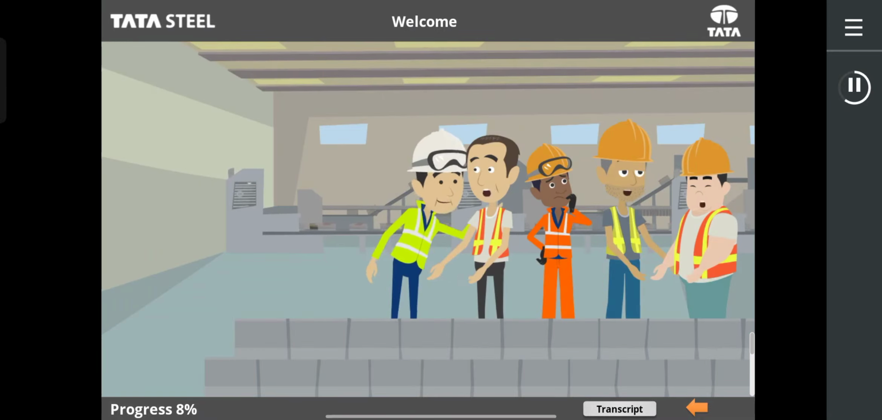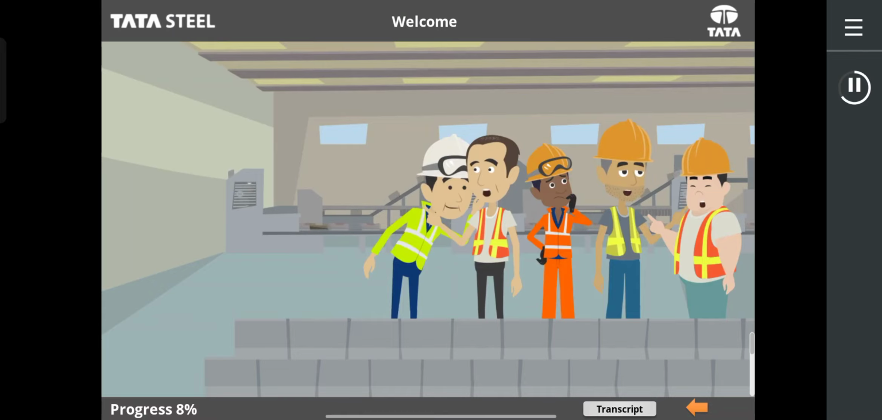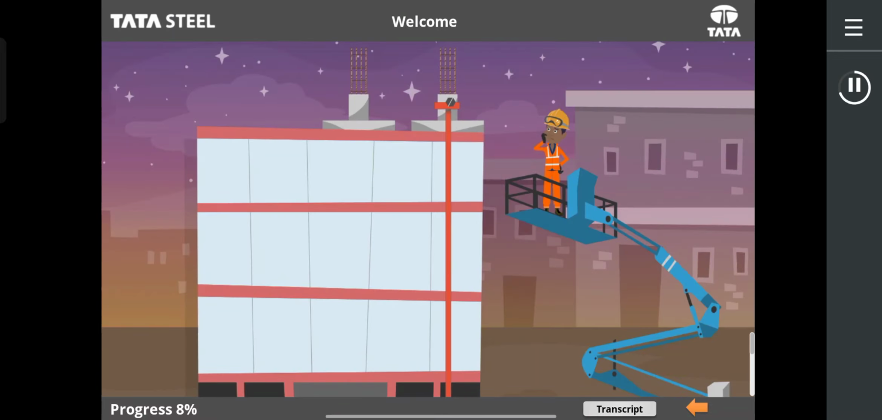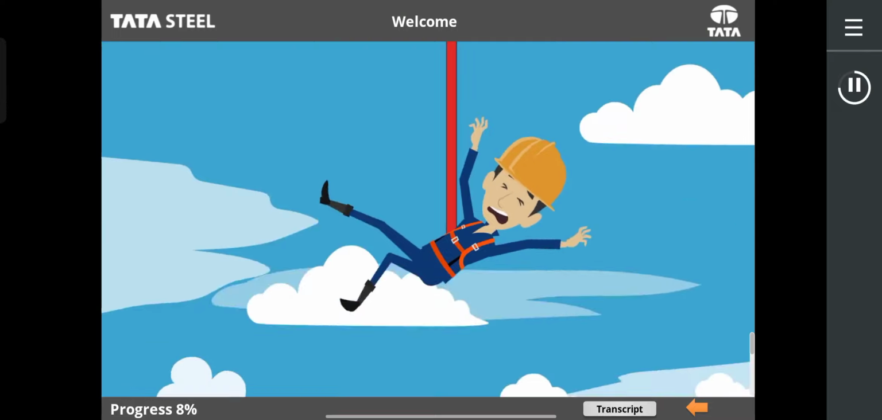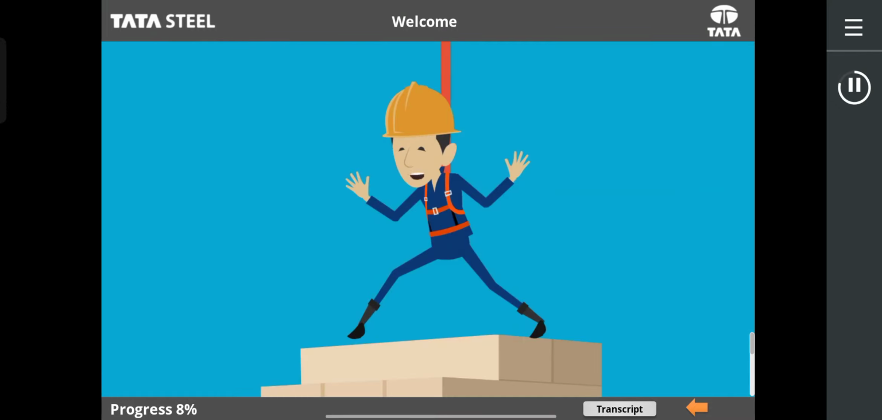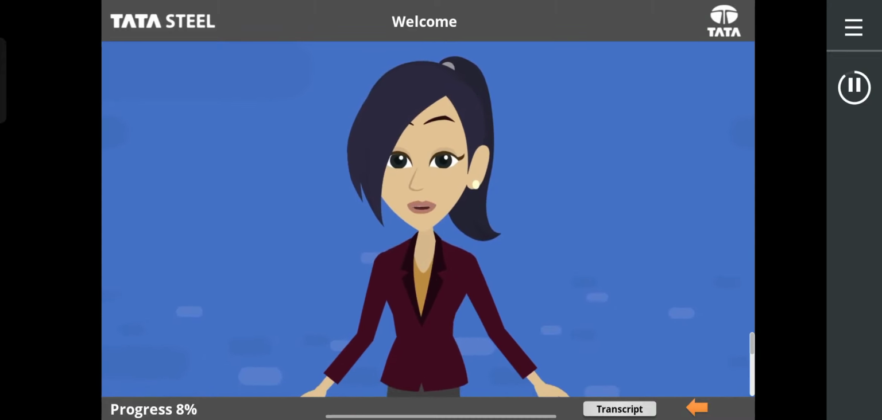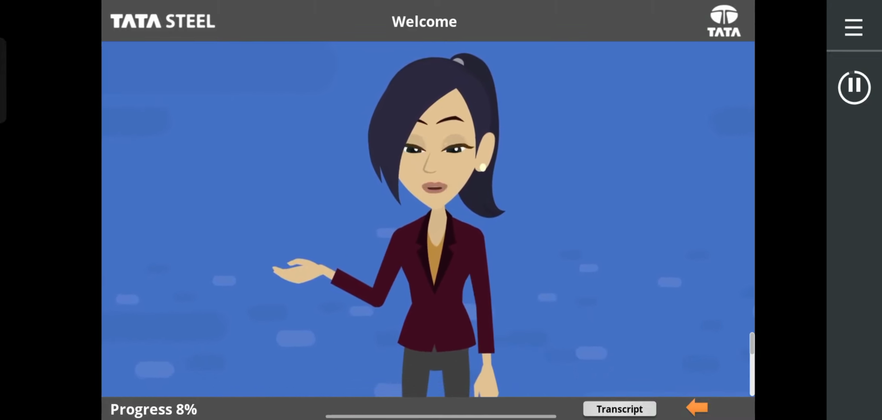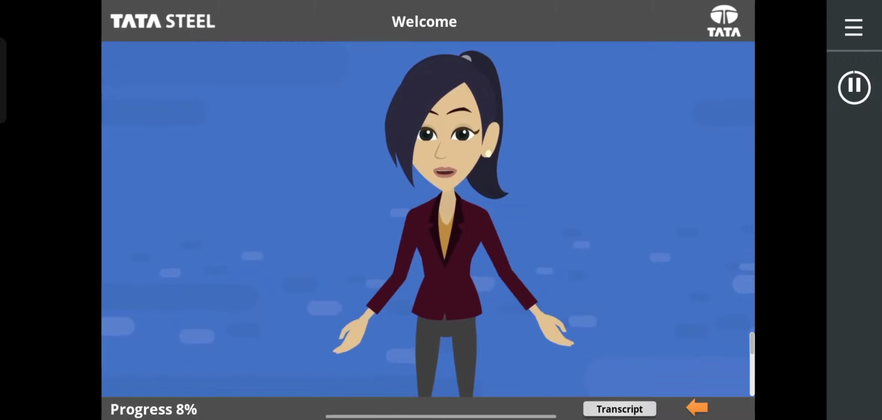lines. In this course, we will learn about the checkpoints to be considered before working at a height and the steps of continuous fall protection. We will also learn about some of the key fall protection devices and their correct usage.